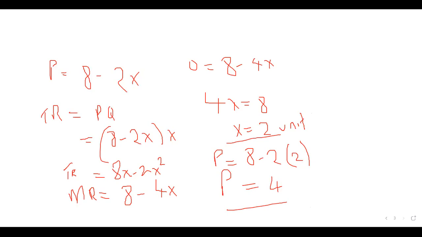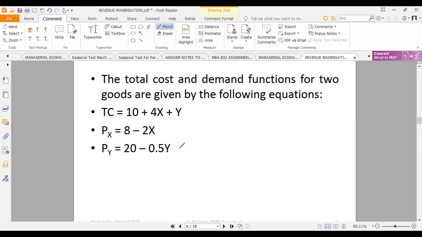Now I want you to try to do the same. Find the number of units that will maximize good y and at what price. I'll give you 2 minutes. On your books, get ready, go. Calculate the total revenue, the marginal revenue, and give me the units and the price that will maximize good y.